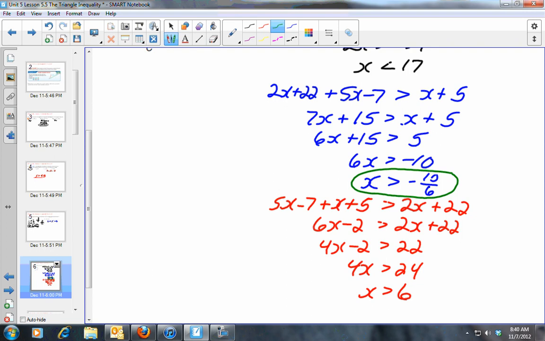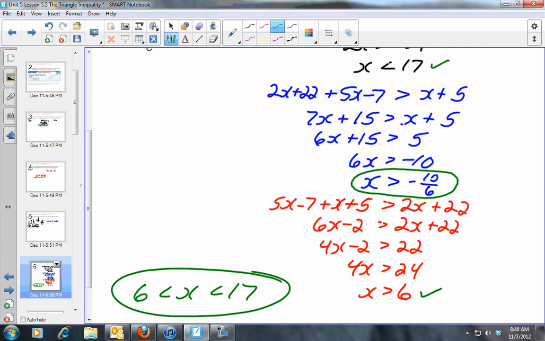Well, what we found out is that x has to be less than 17, and x also has to be greater than 6. Or we could write it this way. So either write x is less than 17 and x is greater than 6, or, and I really do prefer what I wrote there last, put it as one inequality with two. It's called a compound inequality. Write your compound inequality. Okay? All right, everybody with me?